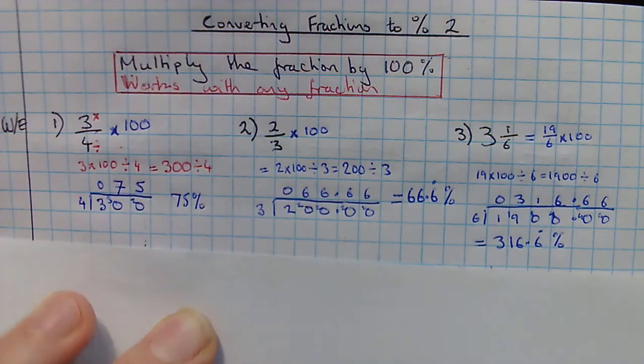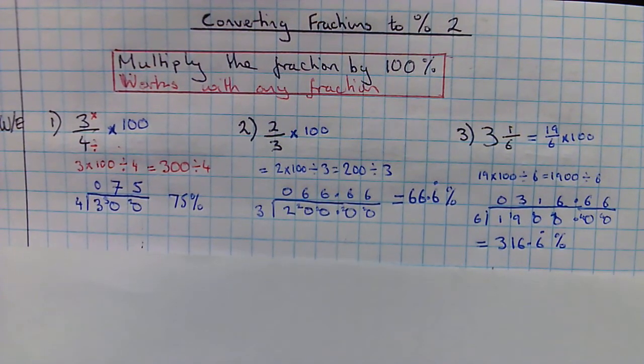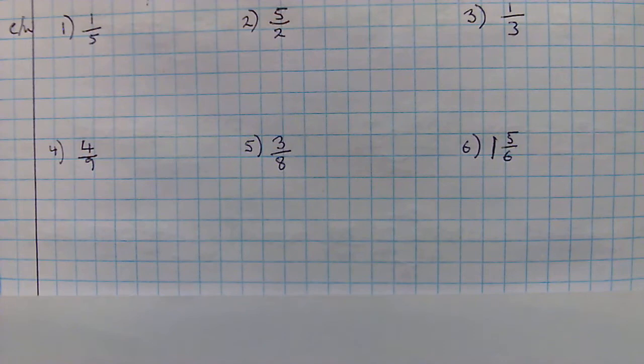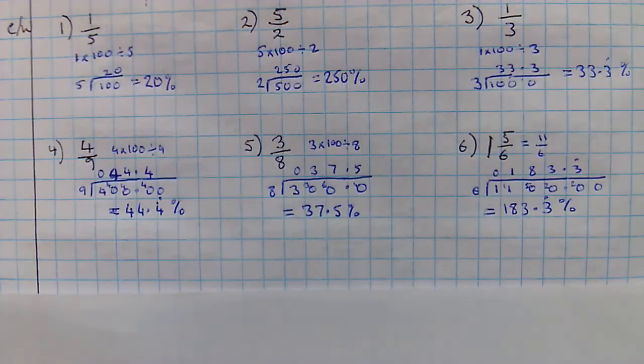All right, take a moment to write down those worked examples, make sure you're confident with them, and then go on to the next section where you'll have some questions to try yourself. Okay, so here are 6 questions for you to try. Just remember, you're multiplying them by 100, so that means multiplying the numerator by 100 and then dividing by the denominator. There's only one mixed number in there, question 6, so make sure you turn that into an improper fraction. Okay, pause the video, good luck.